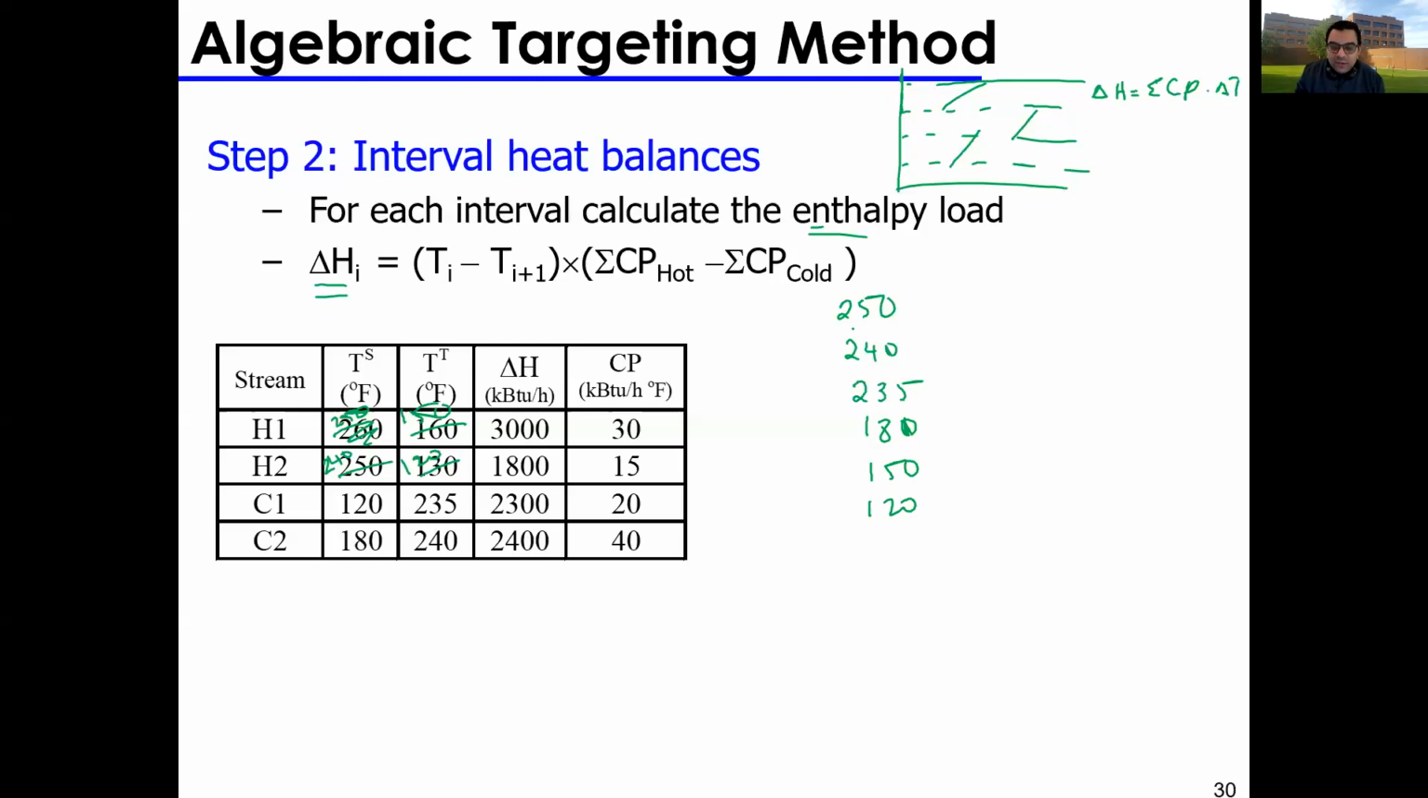Now how many intervals do I have? I have one interval, 2, 3, 4, 5. So I have 5 intervals, right? These are basically my temperatures, and this is my interval number right here: 1, 2, 3, 4, 5. In each interval, I'm going to list my streams at the top, H1, H2, H3, H4, and then just draw a dashed line next to each temperature, just to clearly define the boundaries of each interval.